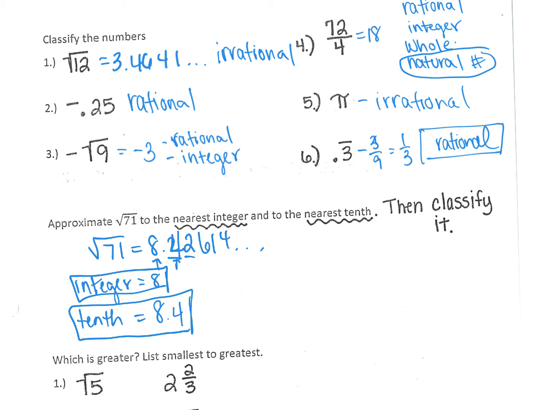And then you have to classify it. We're going to classify it. Well, it is a number that goes on and on. That's why I gave these a little ellipsis. So it's going to be an irrational number.